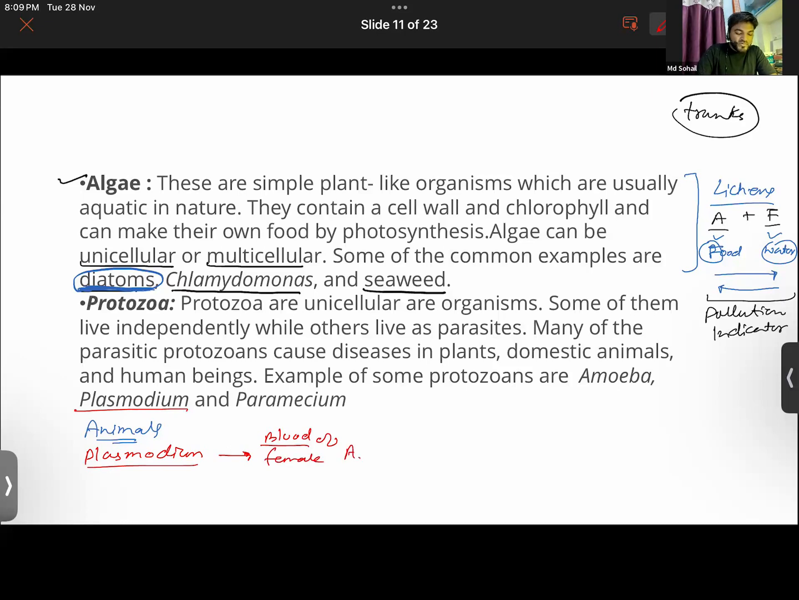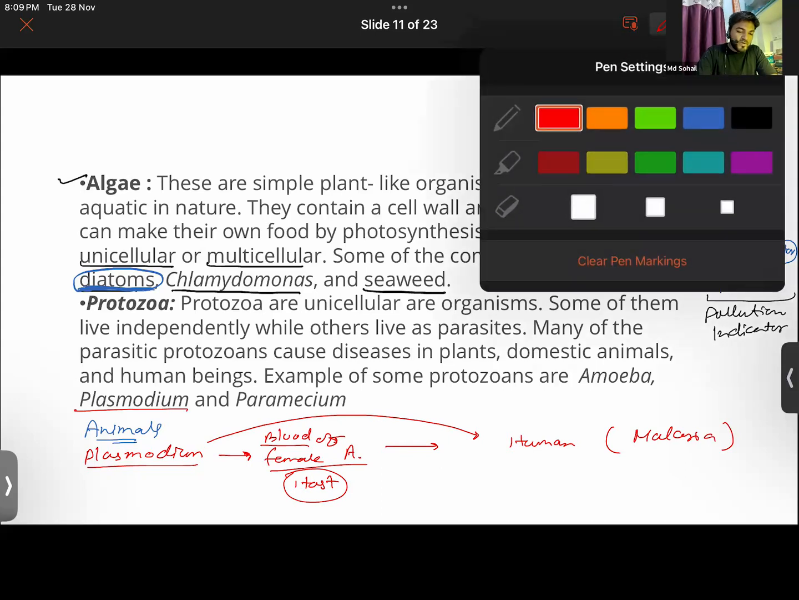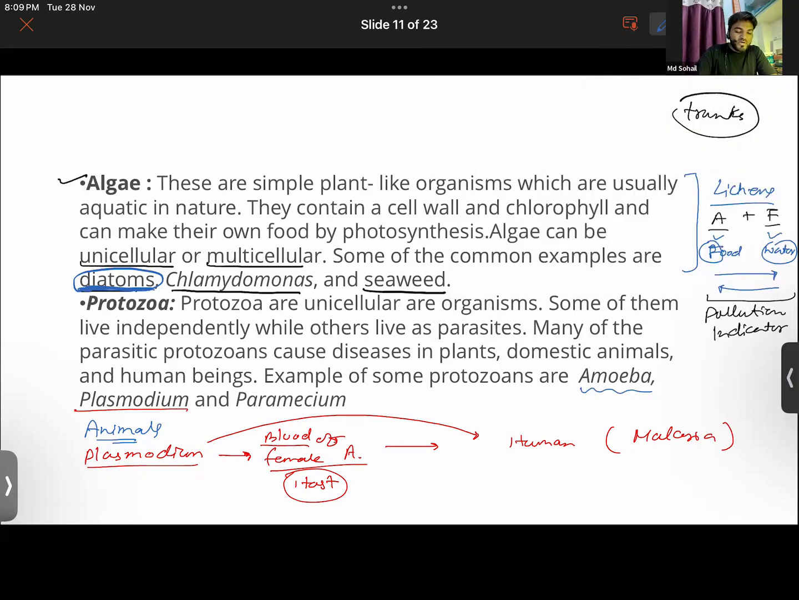Female Anopheles. When it bites a human, it goes into the human body. Now it has got a new host. Earlier इसका host क्या था? The female Anopheles mosquito, right? Once it bites an animal or a person, the Plasmodium protozoa is transferred into the human. So thereby malaria is caused. Getting it now? And the most common examples, the amoeba that you see, are also a kind of protozoa, right? Or the paramecium is also there. The Hydra.